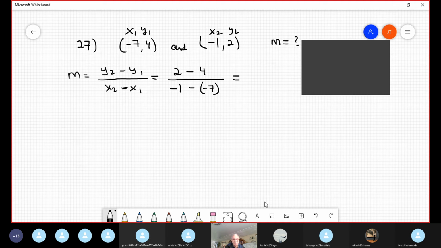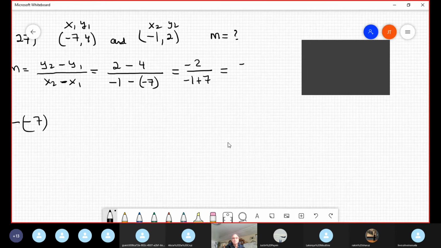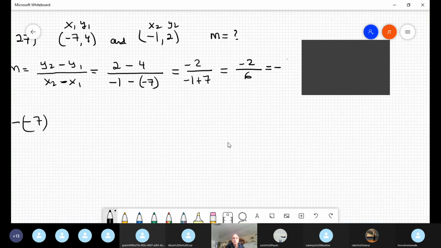I enclose it in parentheses, because if I write it without parentheses, nobody understands this. Okay? So 2 minus 4 is negative 2, and a double negative becomes positive, so it's negative 1 plus 7. So minus 2 in the top and plus 6 in the bottom. Okay? So you reduce to the lowest term, which is negative 1/3.